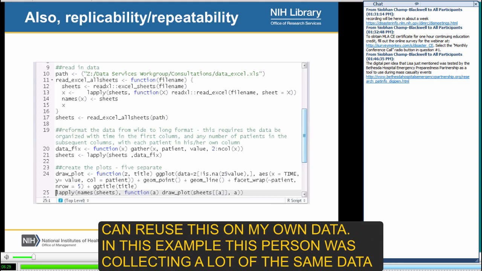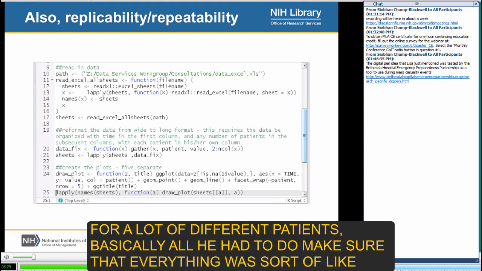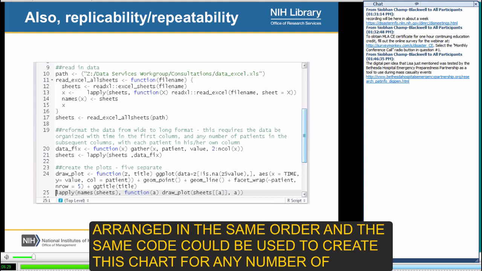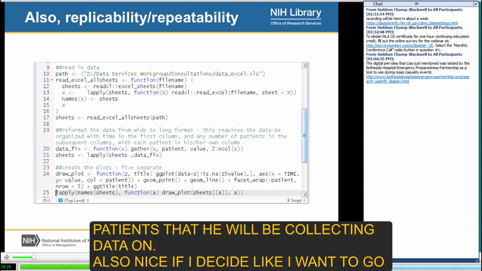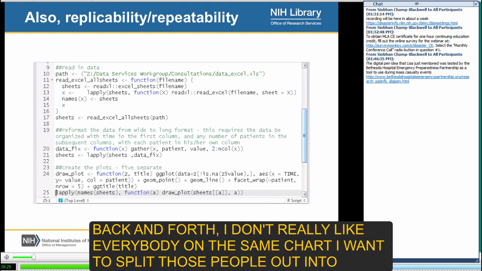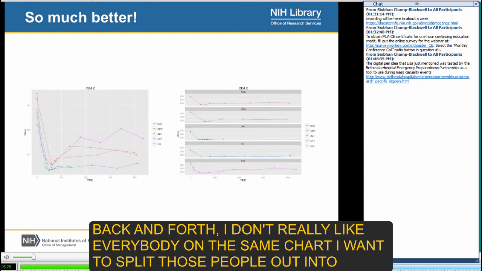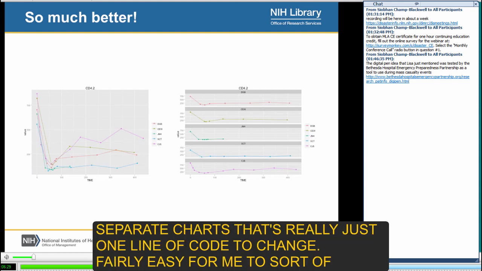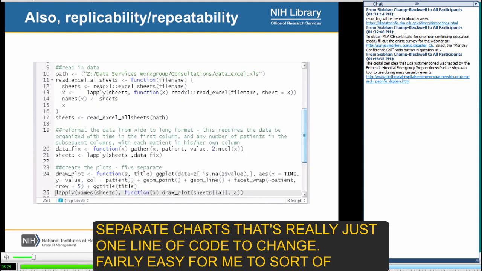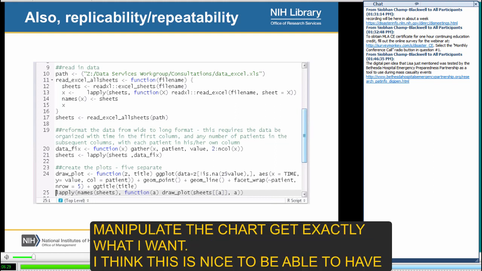In this example, this person was going to be collecting a lot of the same data for a lot of different patients. Basically all he had to do was make sure that everything was arranged in the same order, and this same code could be used to create this chart for any number of patients that he would be collecting data on. It's also nice because if I decide I don't really like everybody on the same chart and want to split those people out into separate charts, that's really just one line of code to change, and it's fairly easy for me to manipulate the chart and get to exactly what I want.